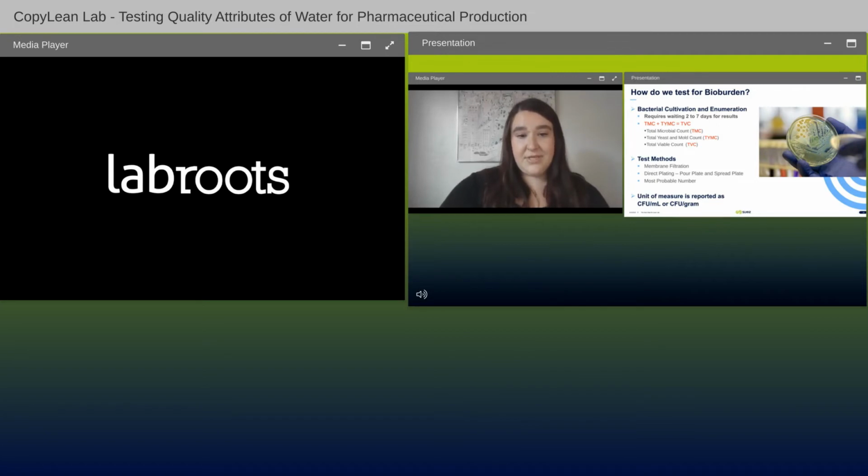The first test method is membrane filtration. Membrane filtration is the most preferred because it's the most accurate. A sample is passed through a 0.45 micron filter or less, the bioburden is collected on the top of that filter, and then the filter is transferred to an agar plate. The agar plate is put into an incubator, and at the end of the incubation period, colonies are counted and reported.